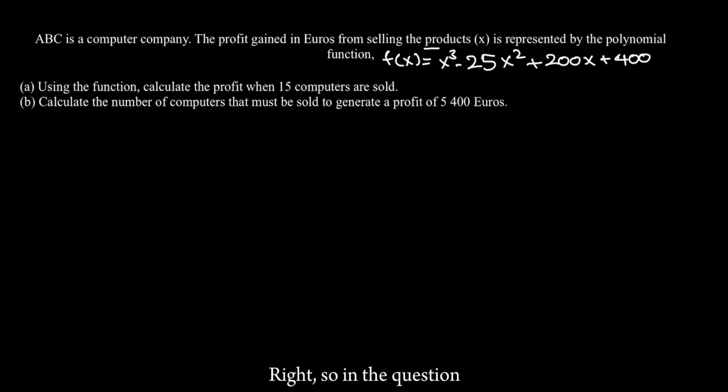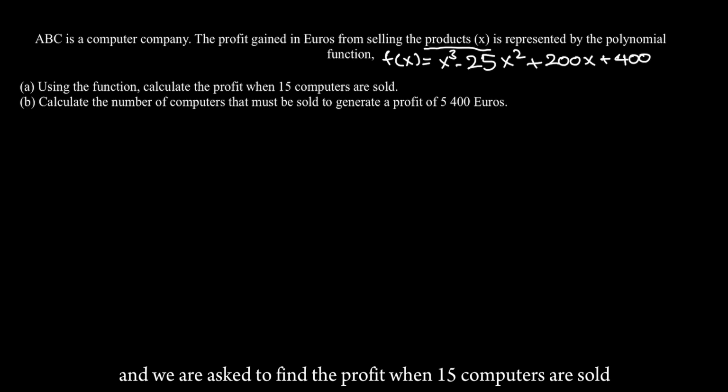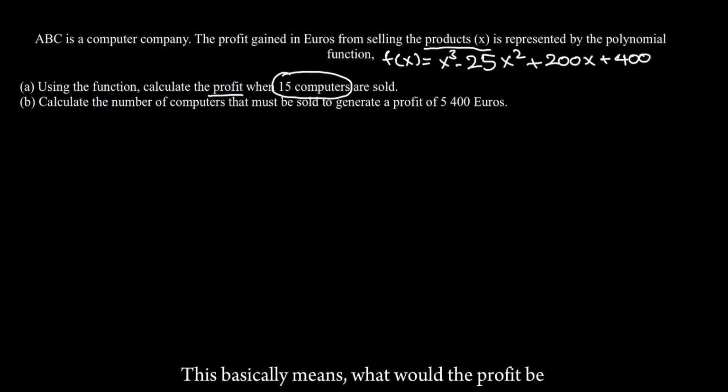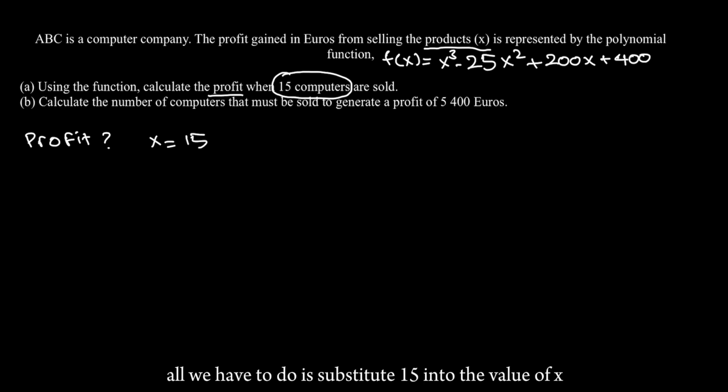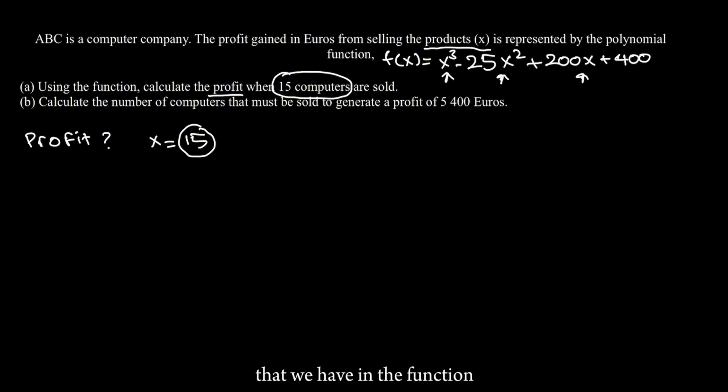Right, so in the question, the products, which are the computers, are represented by the value of x. And we are asked to find the profit when 15 computers are sold. This basically means, what would the profit be when x equals 15? All we have to do is substitute 15 into the value of x that we have in the function and solve.